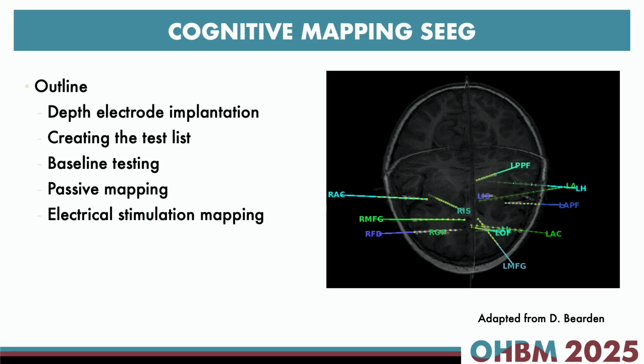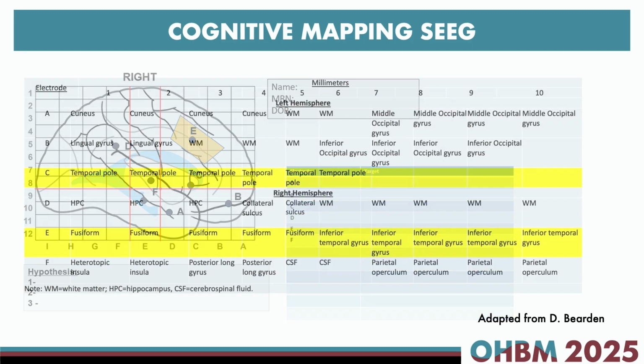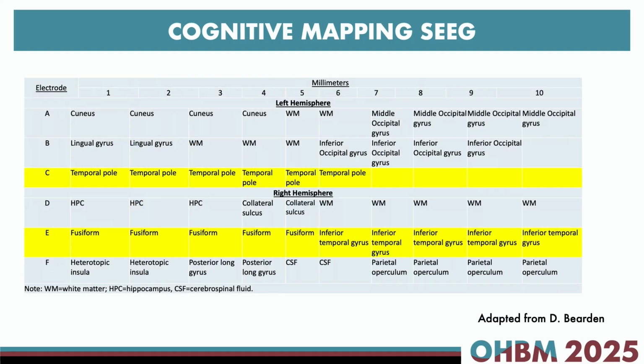So this is a patient with SEEG. The only difference now is that instead of a grid, you have a depth that's implanted, and you also can do some passive mapping, which I'll talk a little bit about. But this is what it might look like with the plan from the surgeon. So this person has 6 electrodes. These are the paths, so it's everything it's hitting along the way. We're highlighting C and E here.